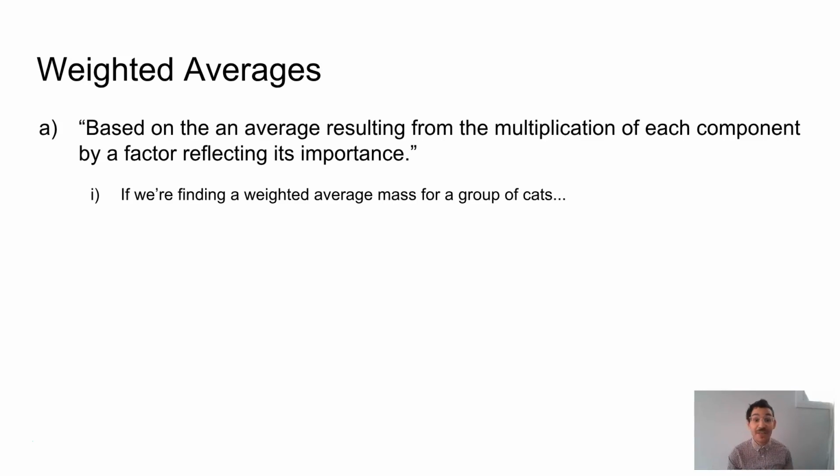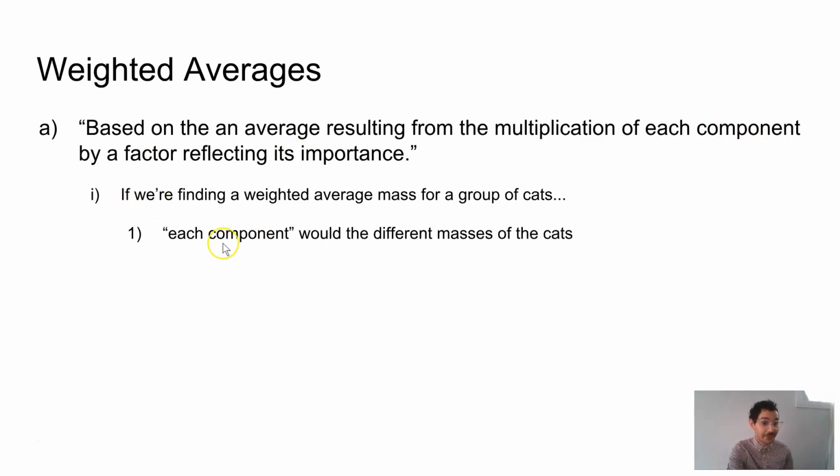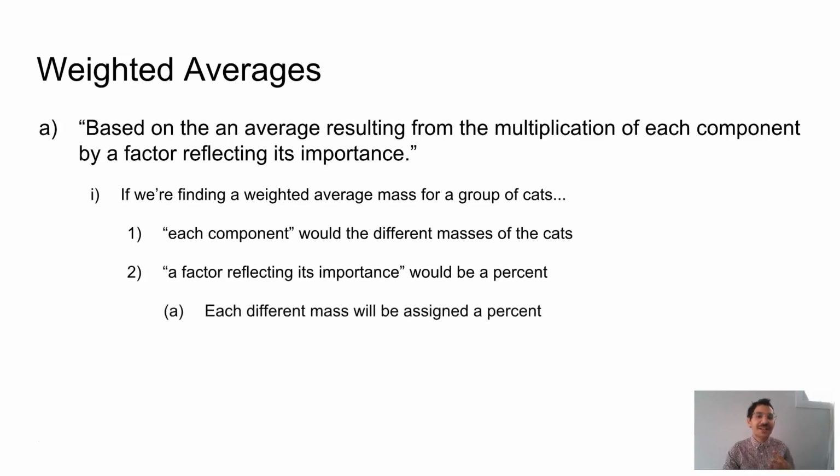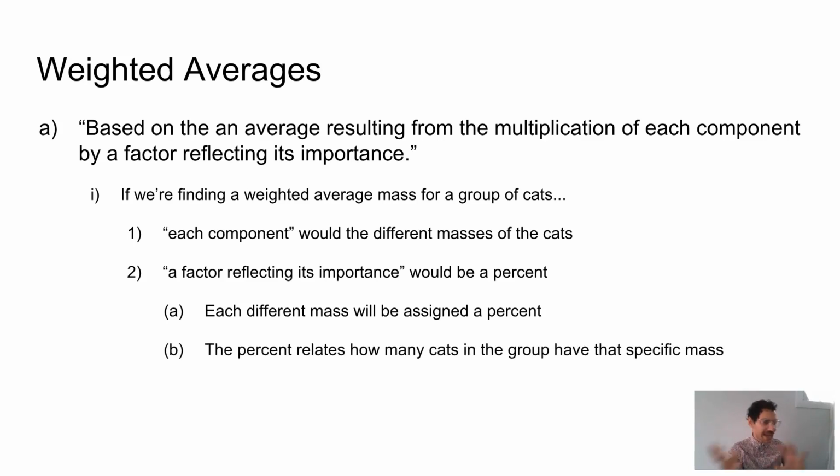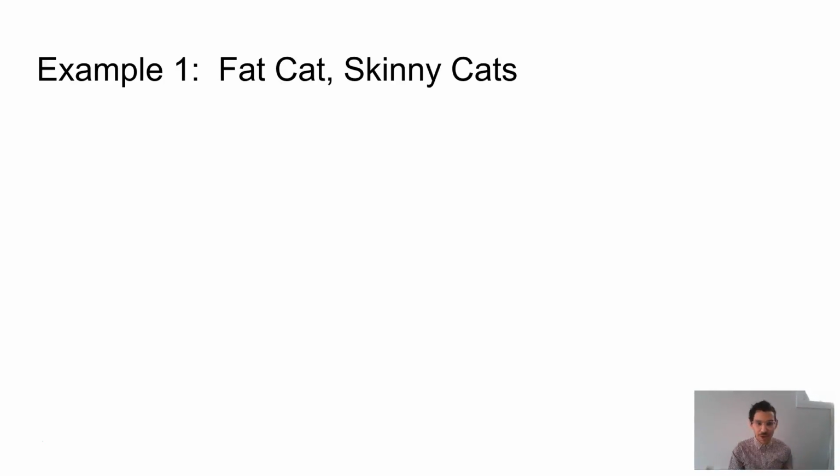So for example, if we're going to find the weighted average mass for a group of cats, we want to find out what the average mass is, weighted. So each component, using this language, we're going to multiply by some sort of factor reflecting its importance. Well, each component would be the masses of those different cats. And then a factor reflecting its importance would be a percent. And so each different mass is going to get a percent. And that percent is going to relate how many of the cats in that whole group have a specific mass. This seems a little bit weird, so let's look at an actual problem and do some numbers.